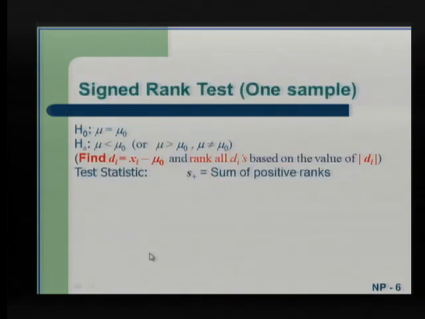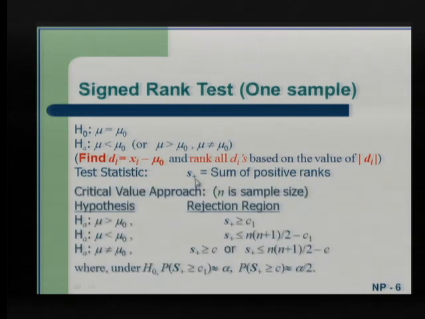Then what you do is, once you find the differences, some of the differences are positive, some are negative. Before we actually calculate the test statistic, we take the absolute value of those differences and rank those values. Once you have those ranks, the test statistic is the sum of the ranks associated with the positive differences. We call it S plus.